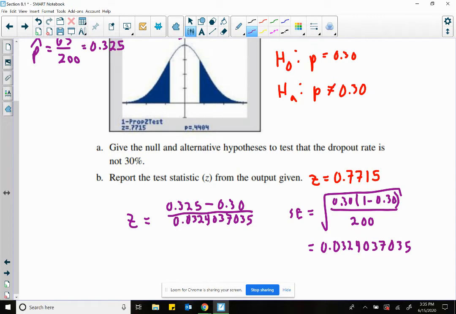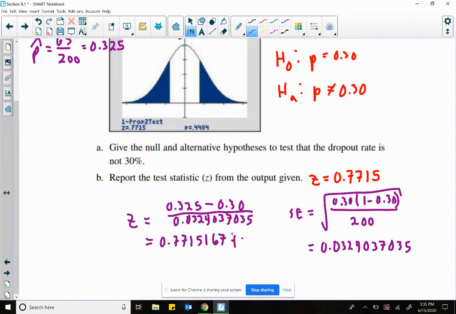4037035. Hit enter, and here's what the calculator gave us, which verifies this information. So not too bad to figure by hand. But again, I'm going to show you the calculator in 8.2, so we won't ever do this by hand again. That's just silly.